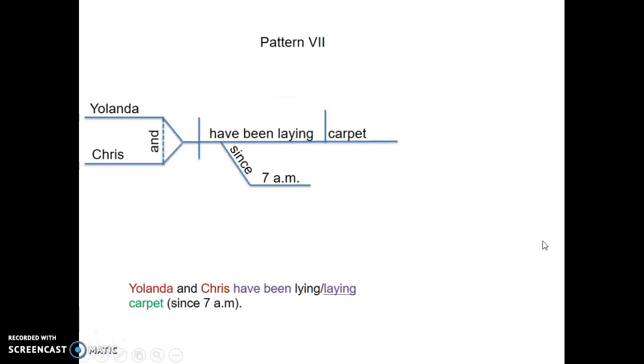So in this sentence, we have a compound subject, Yolanda and Chris. So that goes on the little parallel structure to start with. They're laying carpet. We do have a direct object. So there's the form of the verb we're going to be using. And we have been laying. All those three are verbs conveying the tense we're using. So all three of those go in the verb slot. They're laying what? Carpet is our direct object. Since 7 a.m. is the prepositional phrase conveying time. So it's an adverb phrase that goes below the verbs. And that makes a pattern 7. Subject, transitive verb, and direct object.